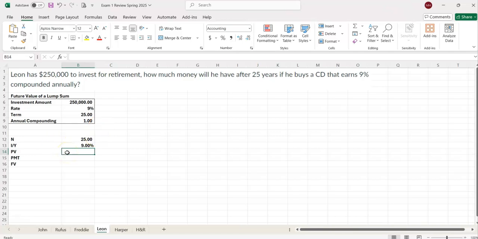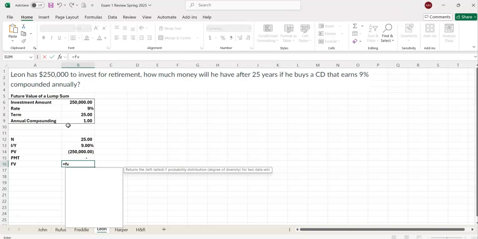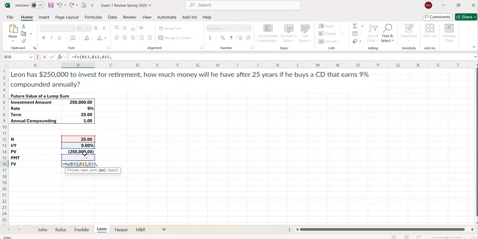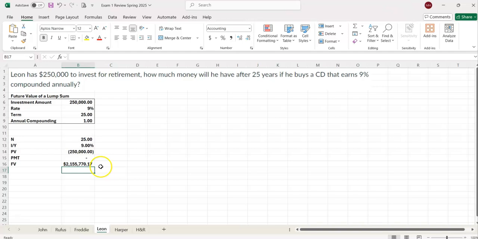And PV is the 250,000. And then payment 0, so equals FV. So rate, comma, number of periods, comma, and then payment, comma, which is 0, and then present value and close parentheses. So that'd be $2,155,770.17.